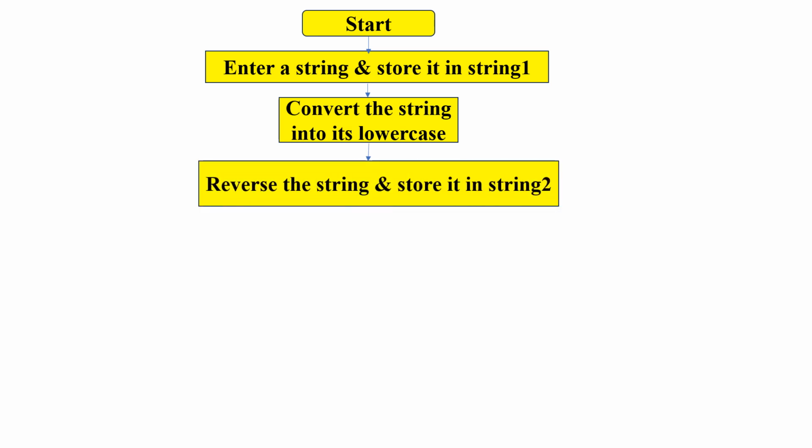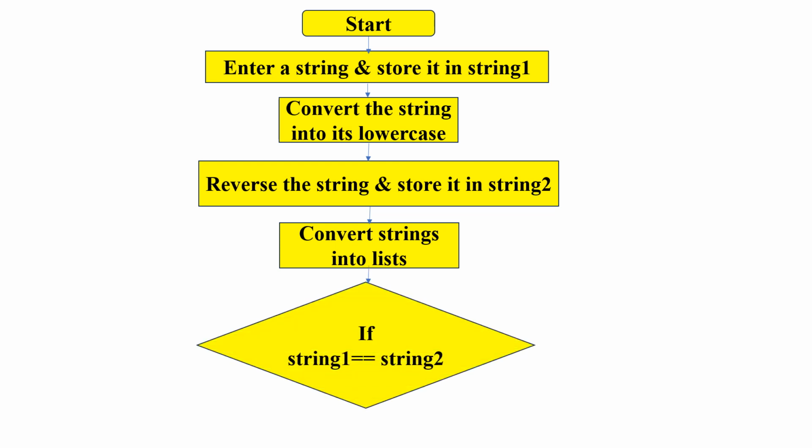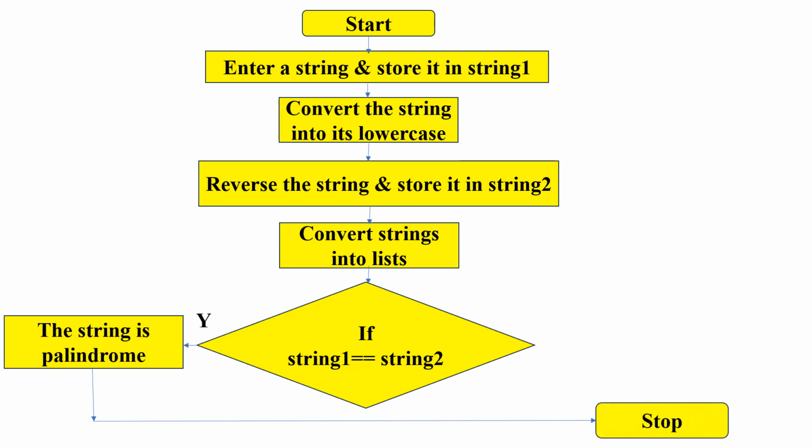Reverse the string and store it in another variable called string2. After this, convert the strings into lists, because to reverse the string, I'm using the inbuilt function reversed that returns an object, so I cannot compare those objects directly. For that, I have to convert those into lists. Then I can do the comparison. If string1, the original string, is equal to string2, the reversed string, then I should get the output as the string is palindrome. After that, I should stop the program.